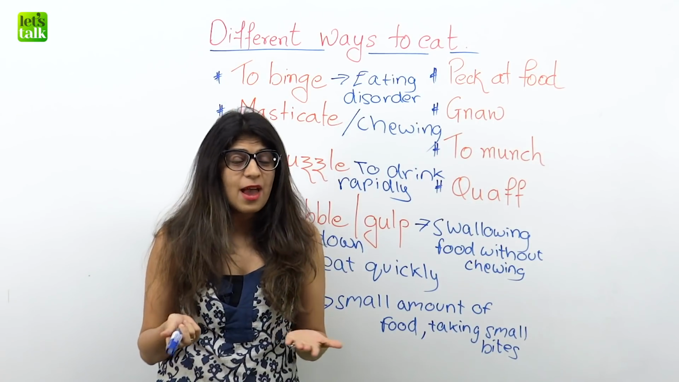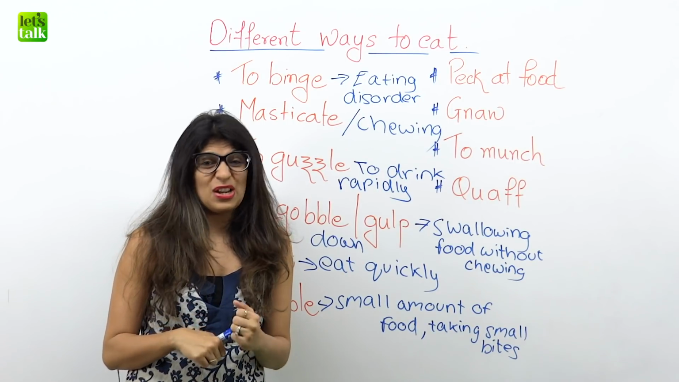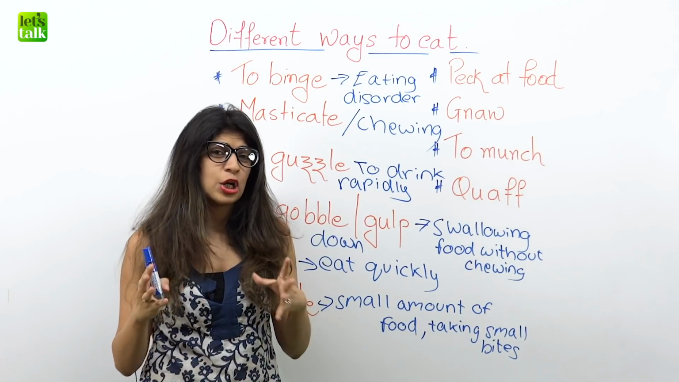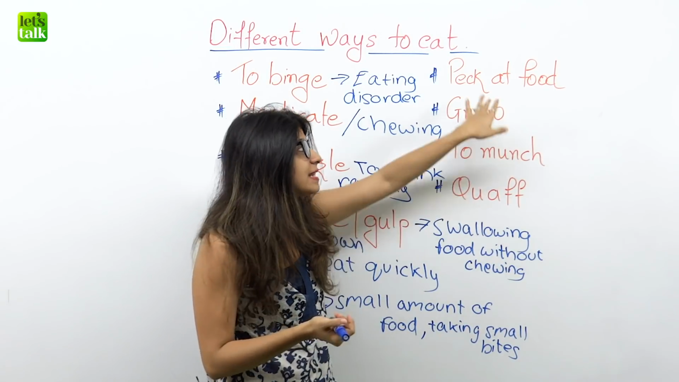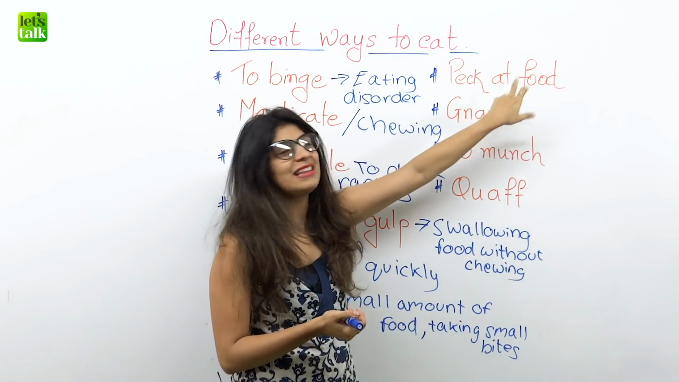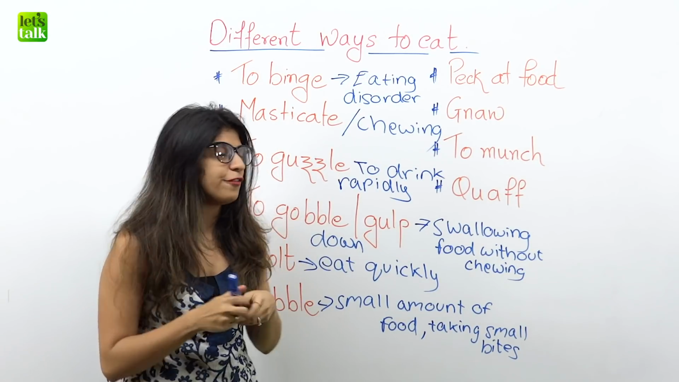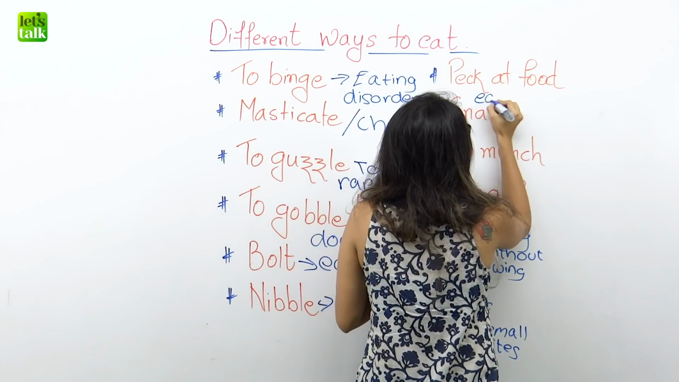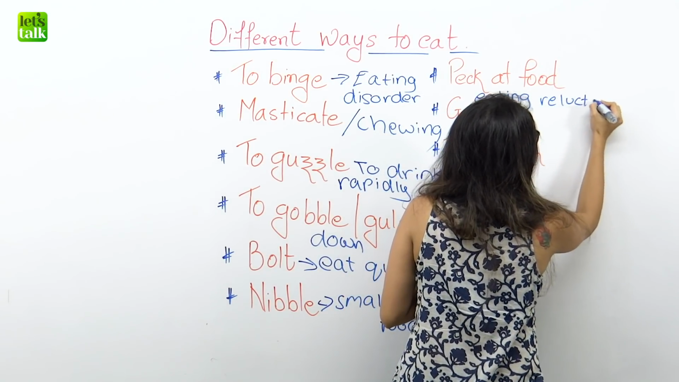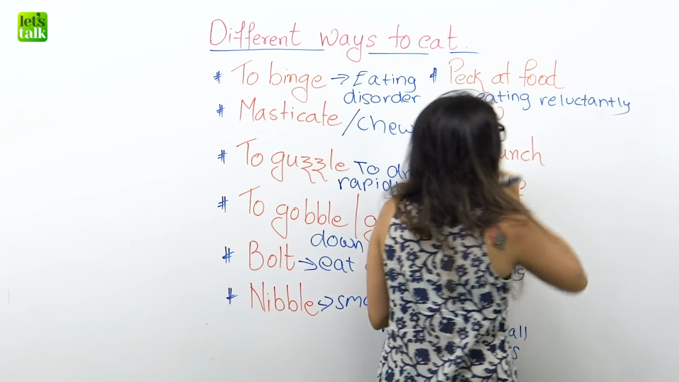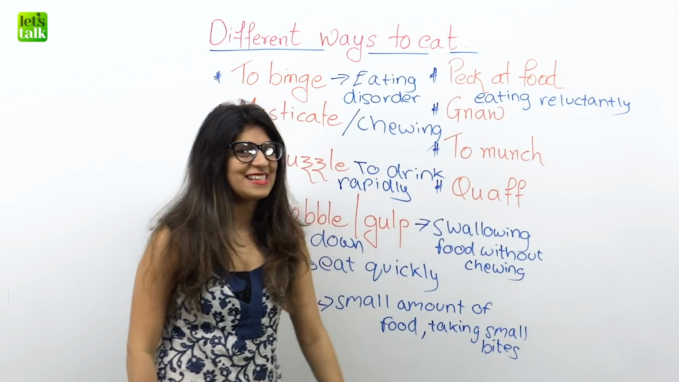So like the other day I went to my friend's house and she served me some fish. And trust me, it was not nice. I didn't like the flavor. It wasn't cooked properly, but I ate it reluctantly. So basically what I did is I picked at the fish. So I was eating reluctantly and taking small bites of it. Okay, so the next time you don't like something, use this, okay?